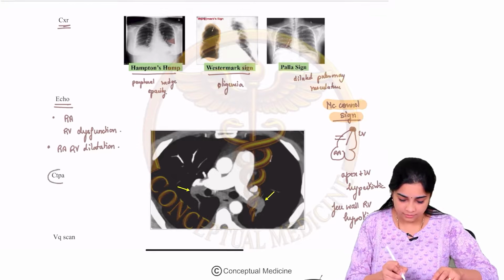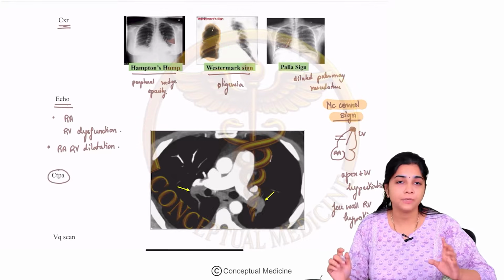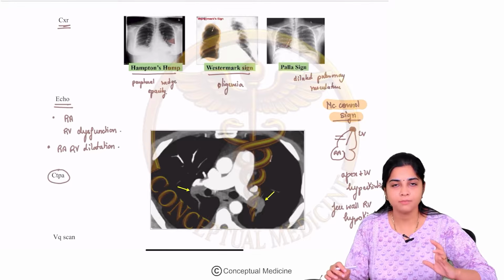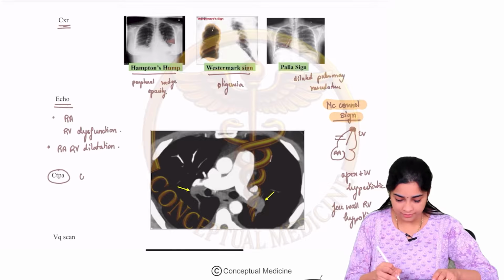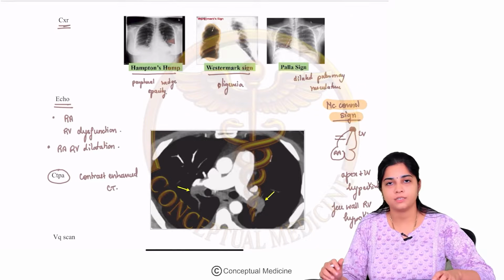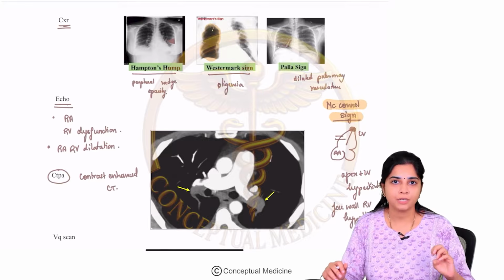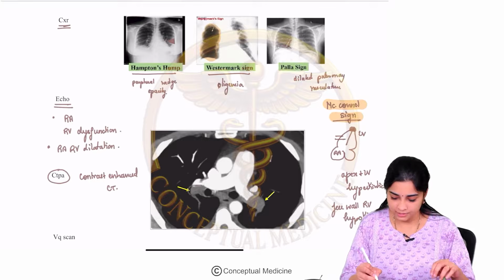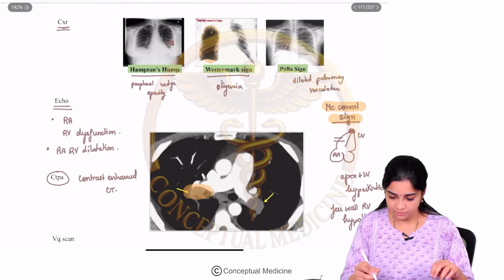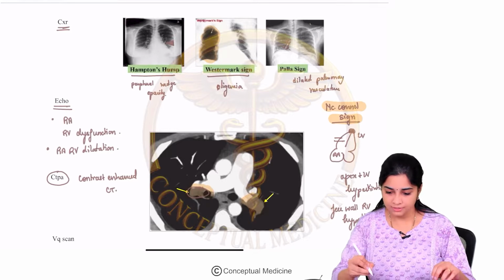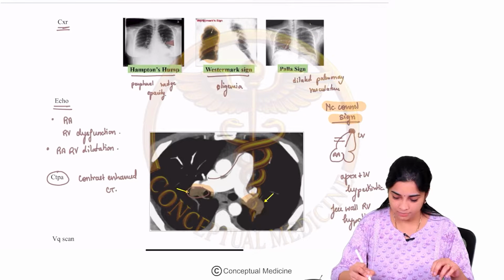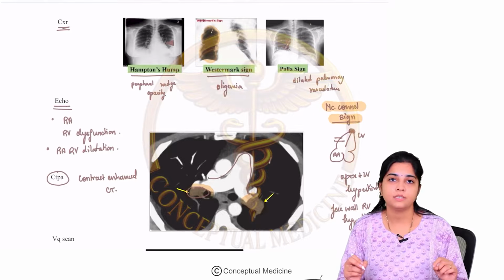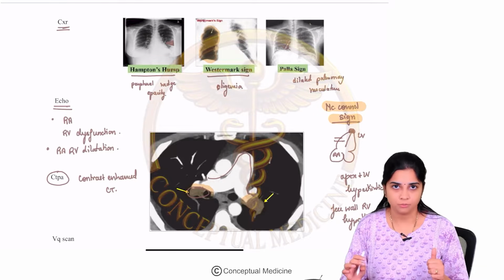Then the investigation of choice for completely confirming the presence of pulmonary thromboembolism is your CT pulmonary angiography, where a contrast enhanced CT is done, and it is a non-invasive imaging of the pulmonary vasculature, and you can see that there will be a loss of the contrast uptake. Can you see here? I will highlight it for you. So here there is a loss of the uptake. This is your pulmonary vasculature or your pulmonary artery, right? So this is showing you that there is a definitive pulmonary thromboembolism.